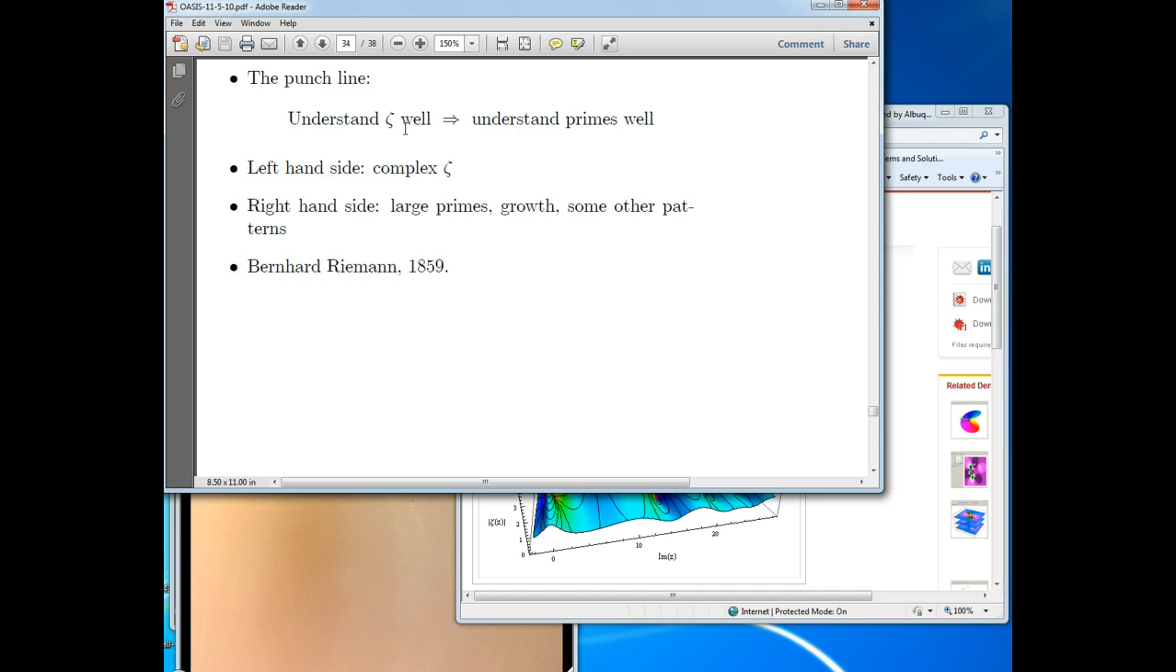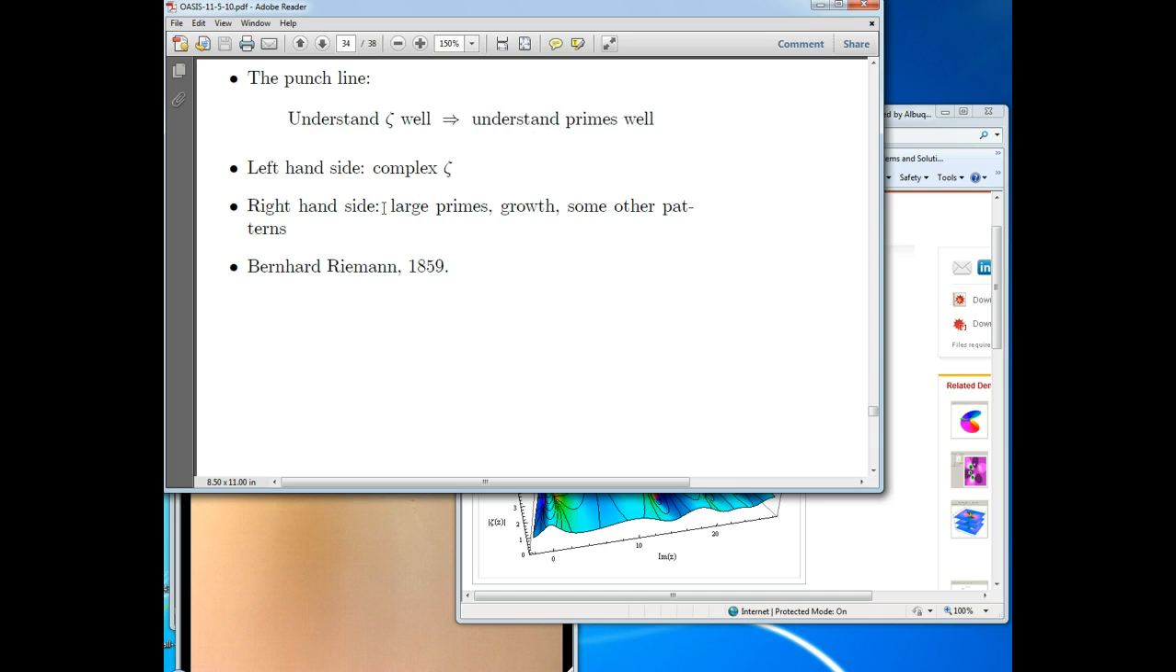And that's where I've been trying to get to. If you understand the zeta function really well, you understand the primes well. And you have to understand it for complex values of s. Because if you don't use that, you're never going to see the connection between Laplace, the growth analysis, and Fourier, the wiggle analysis.